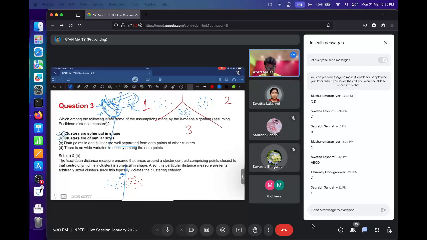If you go through the DBSCAN algorithm, which is the density-based clustering algorithm taught in the video lectures, you'll be able to understand what I mean by density here. Okay, sir.